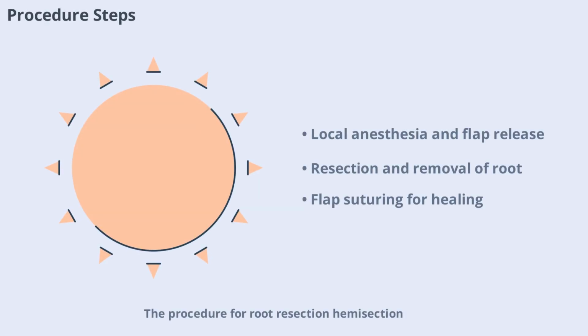The procedure for root resection, hemisection, or root separation begins with local anesthesia and the release of a full-thickness mucoperiosteal flap. After debridement, the root with advanced bone loss is resected using an oblique or horizontal incision. The root is elevated and removed, and odontoplasty may be performed to correct furcation deformities. If adjacent teeth have bony defects, resective or regenerative procedures are carried out. The flap is then approximated and sutured to maintain position. Proper technique is essential for minimizing post-operative pain and ensuring successful healing.